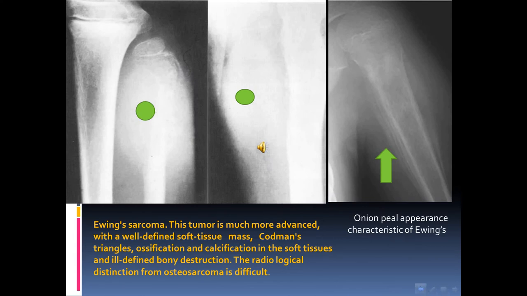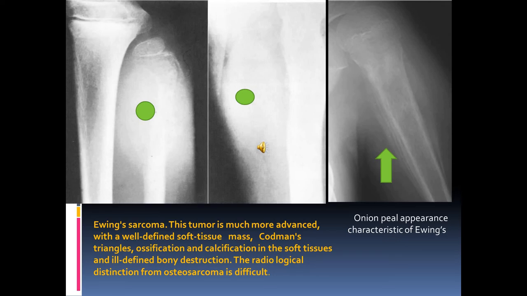In this plain x-ray of the left humerus, we can see that there is abnormal periosteal reaction. As you see in the image on the right side, the arrow is marking the site of the periosteal reaction. This type of periosteal reaction, as you see, is multi-layered. So which type is it? It is the lamellated periosteal reaction.